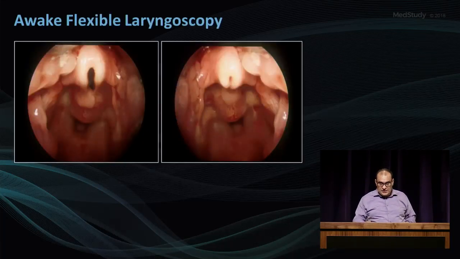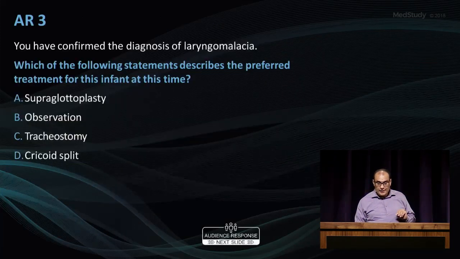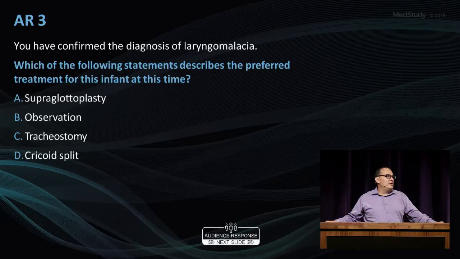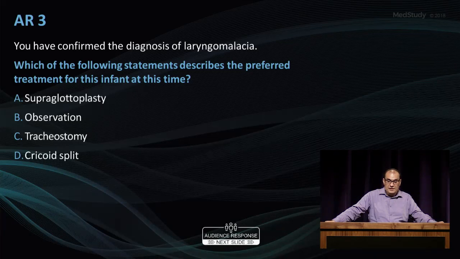So that's good. And this is how it looks. You look how it's omega shaped, and that's what I said. In the inspiratory phase, it collapses, and you have complete obstruction. You have confirmed the diagnosis of laryngomalacia. Which of the following statements describes the preferred treatment for this infant at this time? Supraglottoplasty, observation, tracheostomy tube, cricoid split. Next.